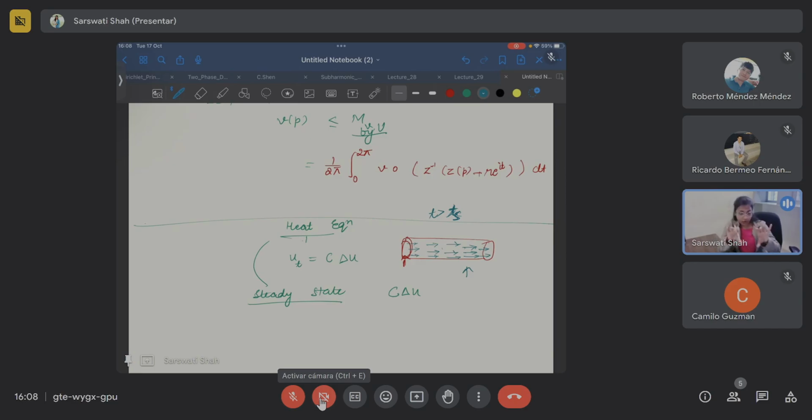Suppose you take a rod and you start to heat at this point, and I am saying that after the time t_s, the temperature of the rod is uniform at time t equals t_s. Then if you give more heat at this point, will it increase the temperature or not?